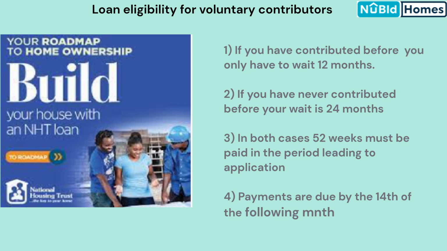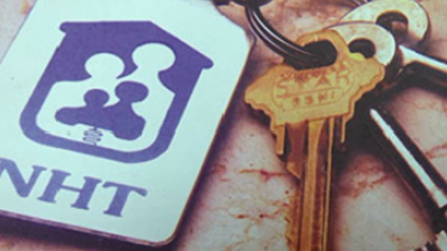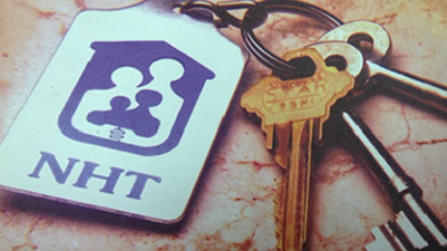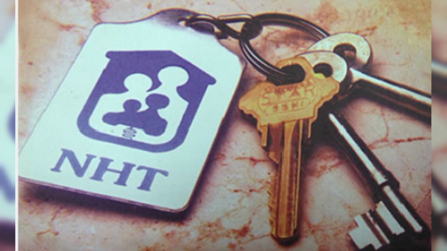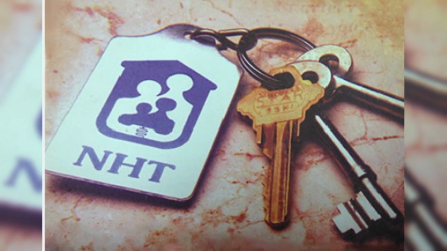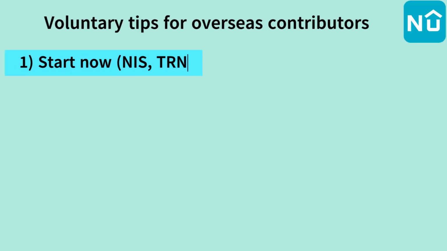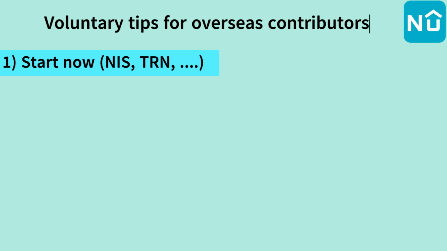I've put together some tips that will help you as you go through this journey in getting your voluntary contributions, which will allow you to get your NHT loan or benefit. The first one is to start early. You might not have an NIS or TRN number. Get them early. The mere fact you're watching this video means you're interested in purchasing a home using NHT benefits. Start now. There's a waiting period of 12 months or 24 months, so start now.